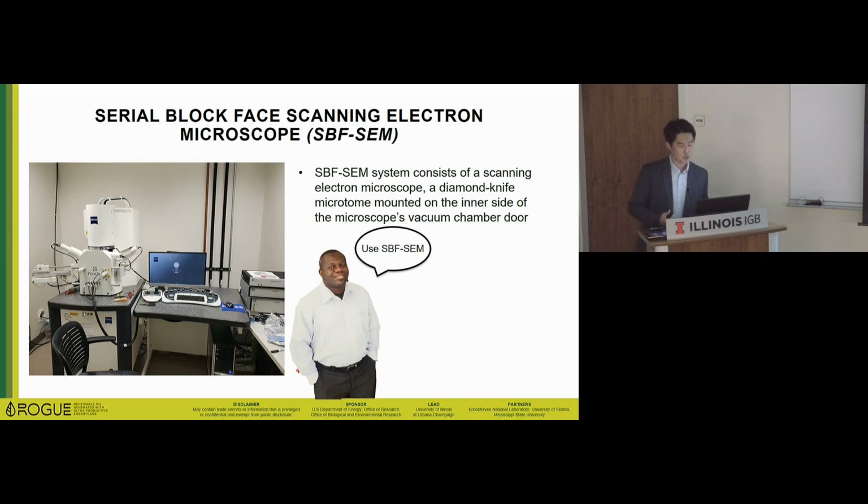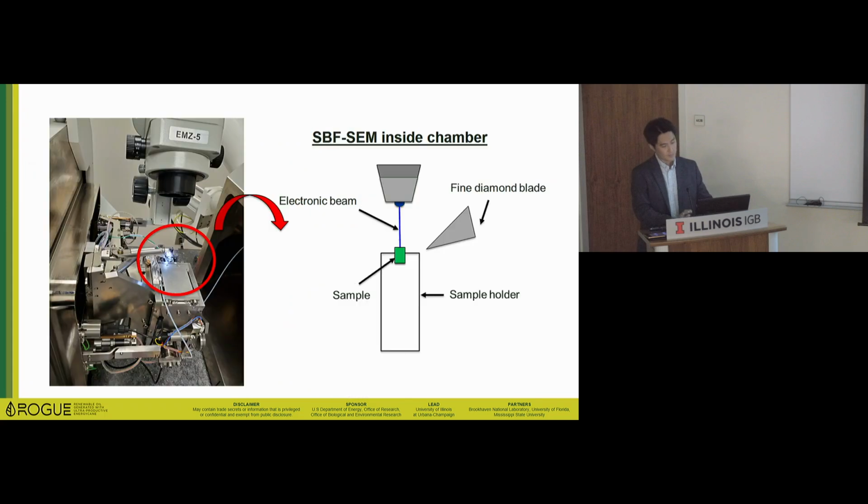So we used two cutting-edge microscopes. One is the SBF-SEM, and the other is the LSM 880 with the area scan. Both of them are provided by the IGB core facility. First of all, I will show the SBF-SEM. I'm going to briefly introduce the inside chamber. Inside this microscope, there is a fine diamond blade.